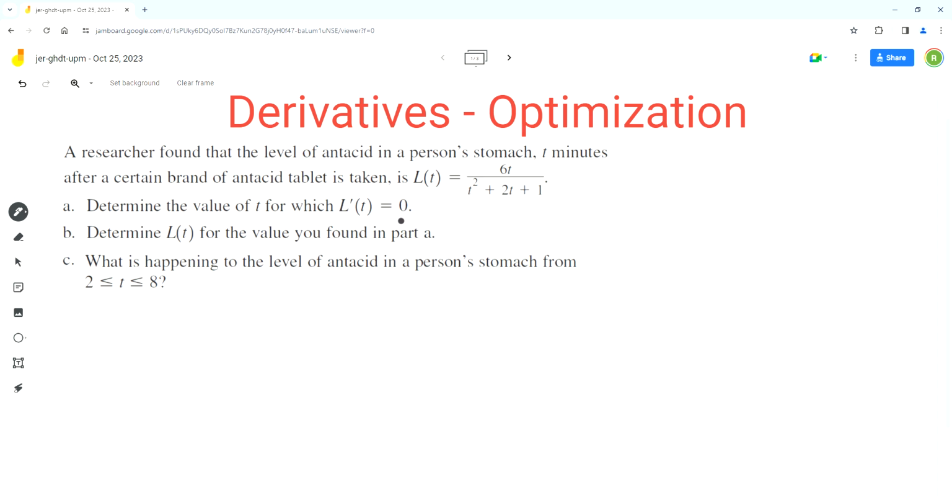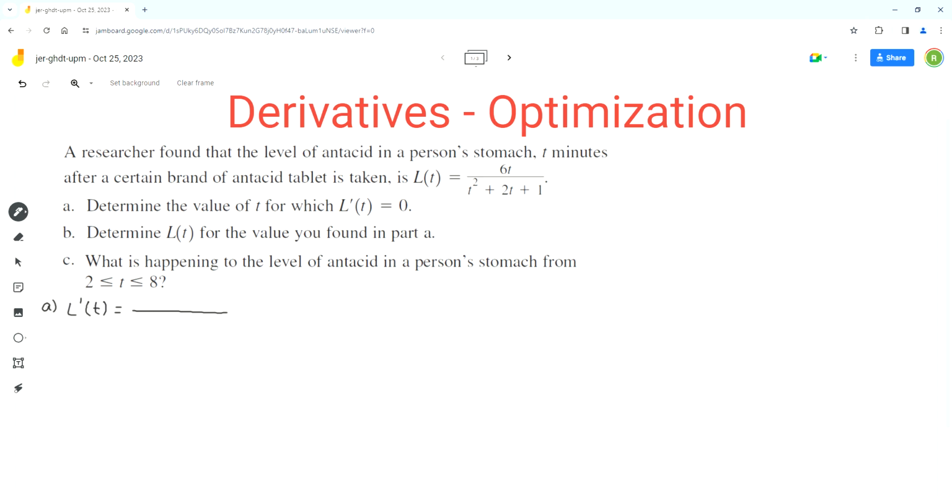is equal to 0. So for part A, the first step is to find the derivative of the given function L(t). Now L(t) is a rational function, so we'll have to use the quotient rule to find its derivative. So L prime of t equals, as per the quotient rule, we start with the derivative of the numerator.